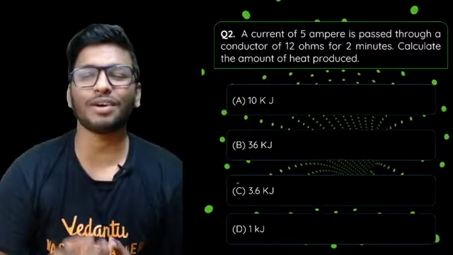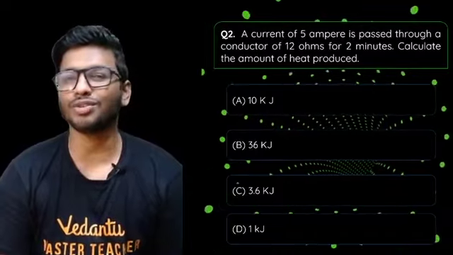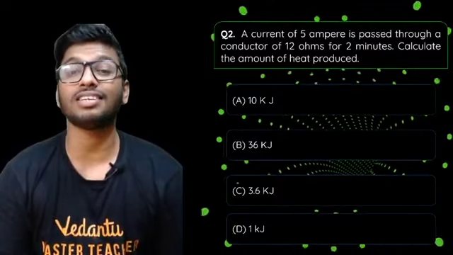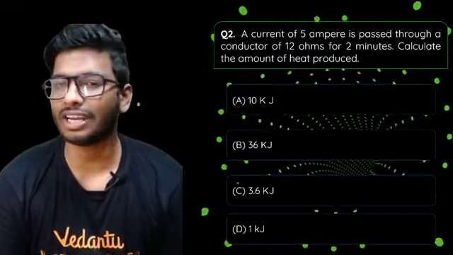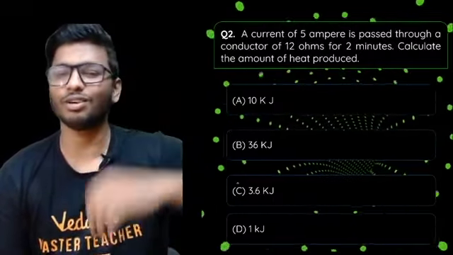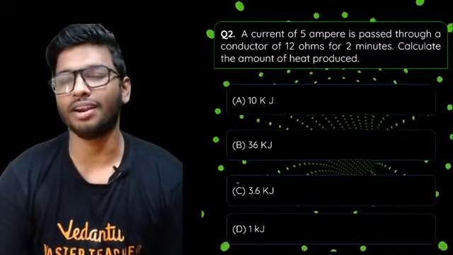Moving on to the second question. Here we go. A current of 5 ampere is passed through a conductor of 12 ohms for 2 minutes. Calculate the amount of heat produced. Is it 10 kilojoules, 36 kilojoules, 3.6 kilojoules, or 1 kilojoule?